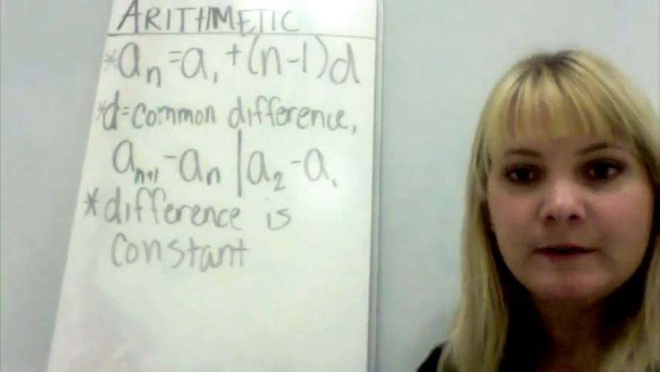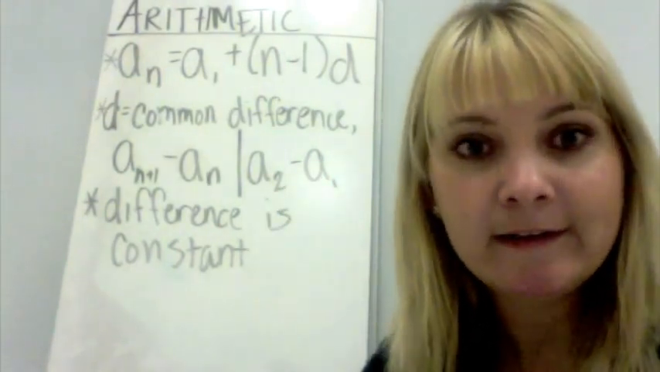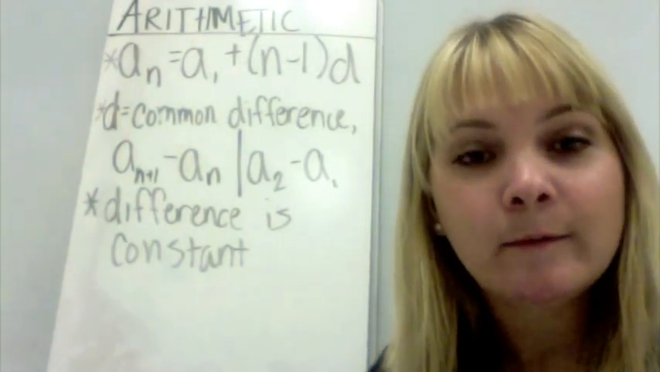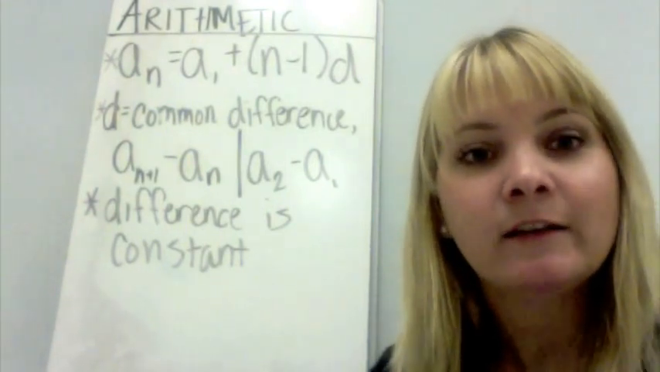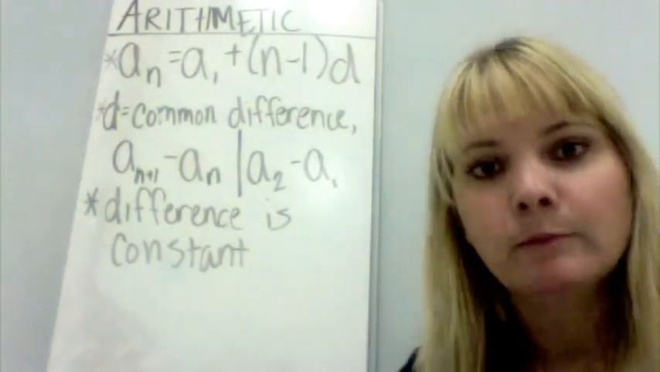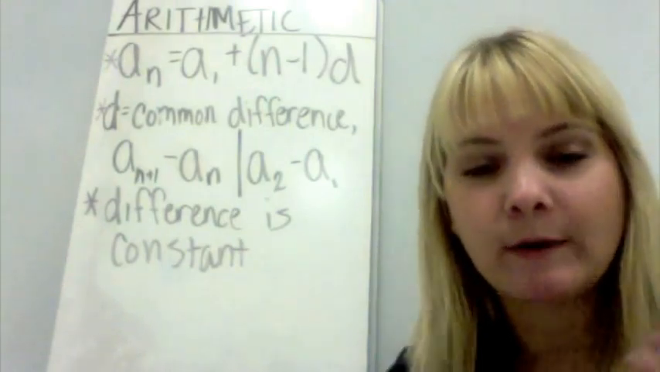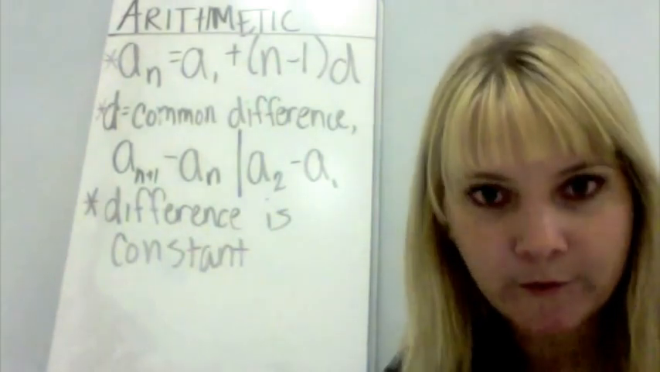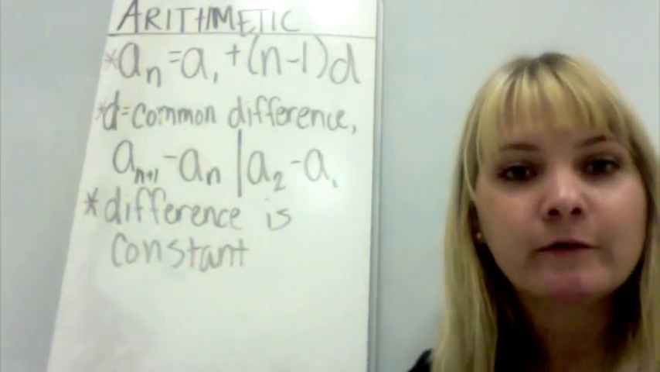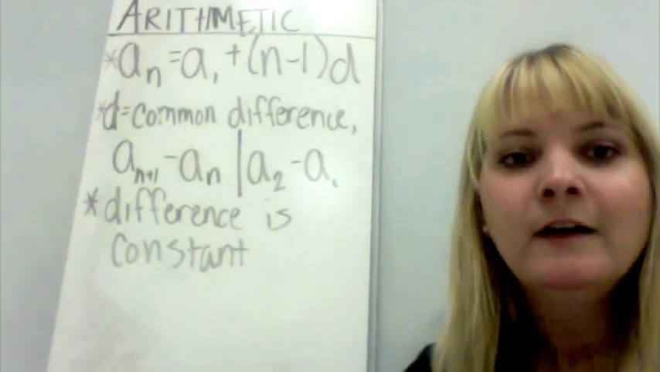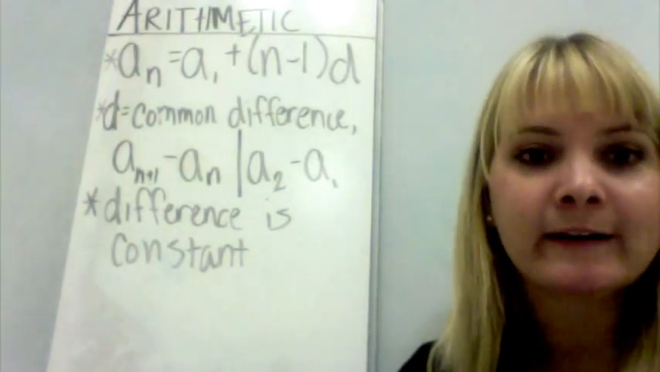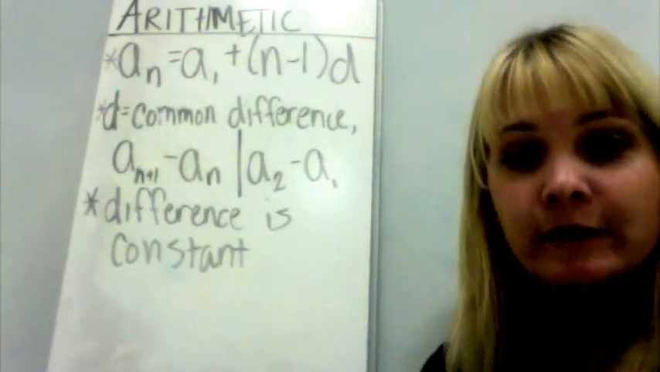And d is our common difference. Our common difference is found by taking a sub n plus 1 minus a sub n. Pretty much what's that saying? You're taking term 2 minus term 1, or your third term minus your second term, fourth term minus the third term, fifth term minus the fourth term, and so on. One thing we'll talk about is that the difference for an arithmetic sequence is always constant. So the difference between your sequential terms is going to be the exact same. All right, so that's arithmetic.